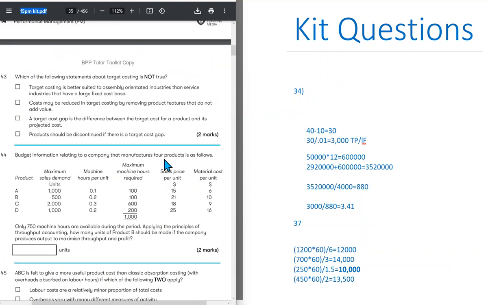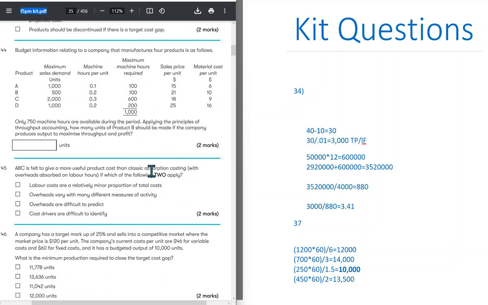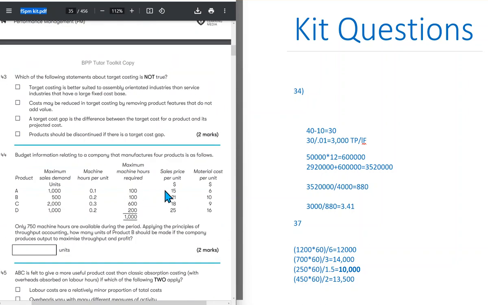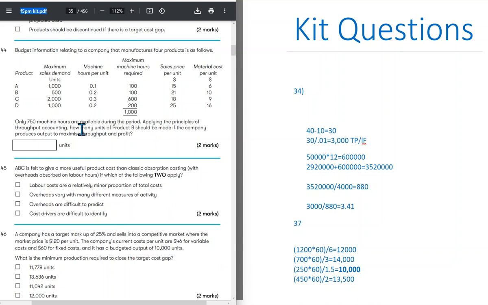Okay, I will skip through some of the theoretical part because you could just look at the answers. Okay, let's look at this one. Only 750 machine hours are available during the period. Apply the principle of throughput accounting. How many units of B should be made if the company produces output to maximize throughput and profit? Remember, this is producing products at their throughput ratio. So we will rank them according to throughput per limiting factor.